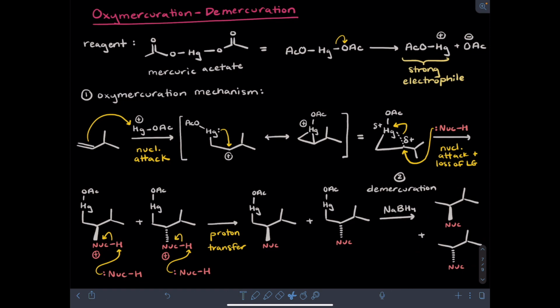Here are what my 2 stereoisomers of product would look like. Looking again at my original alkene, the net effect after this demercuration step is that a nucleophile minus its hydrogen has been added to the more substituted carbon of the alkene, and a hydrogen has been added to the less substituted carbon of the alkene.